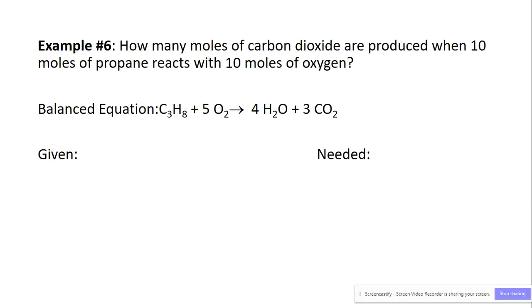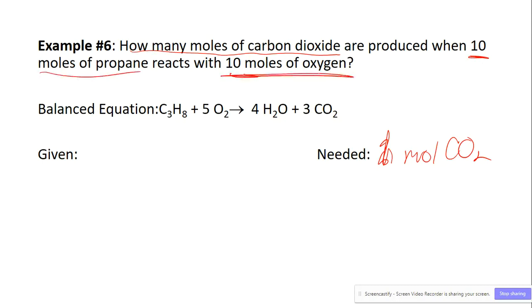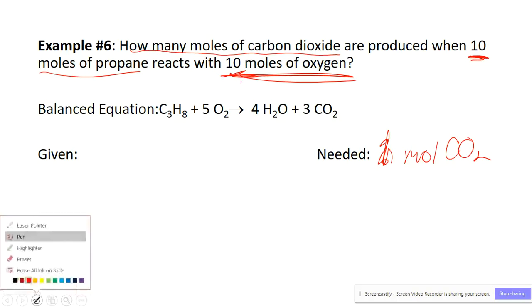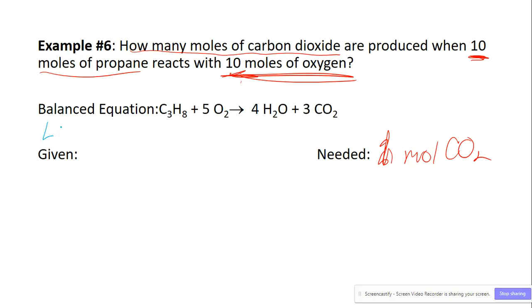All right, last one. So this is what we call a limiting reactant problem. So how many moles of carbon dioxide is what we're needing? How many moles of carbon dioxide? And since we're given two numbers, 10 moles of propane and 10 moles of oxygen, two numbers given, that's how you know it's a limiting reactant problem. So I'm going to write that in a different color so you know that's a limiting reactant problem.